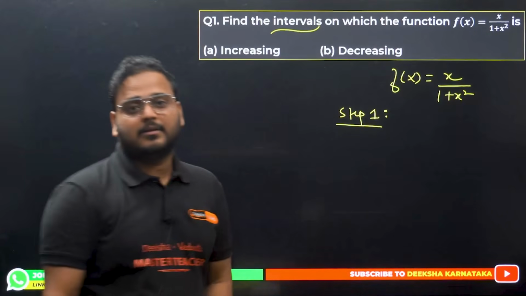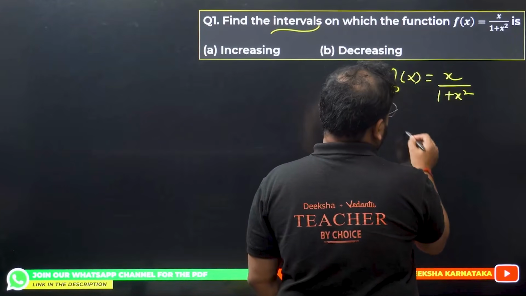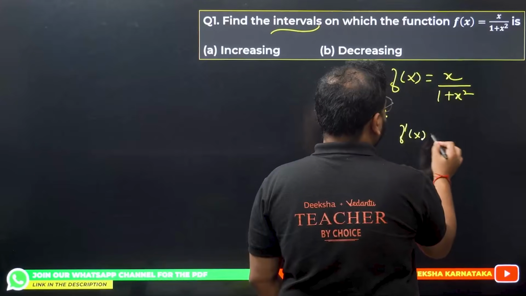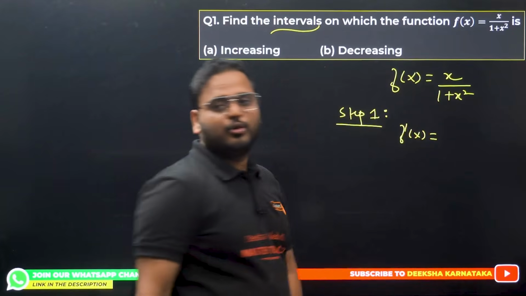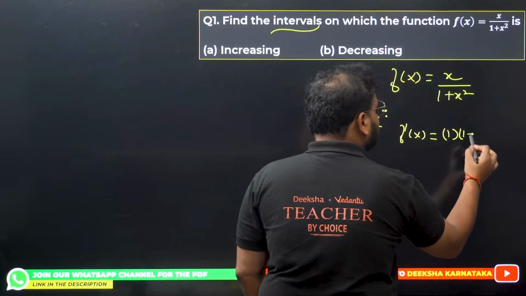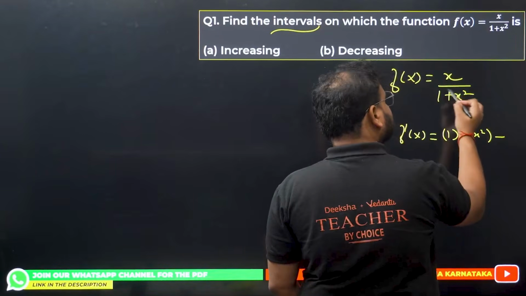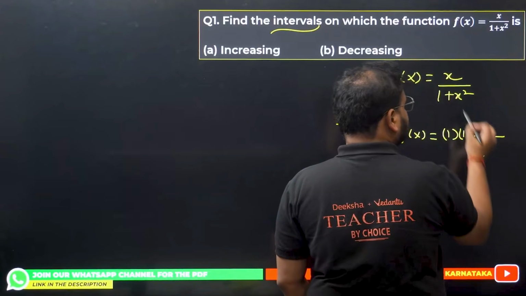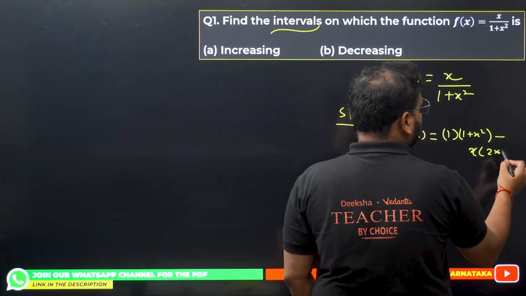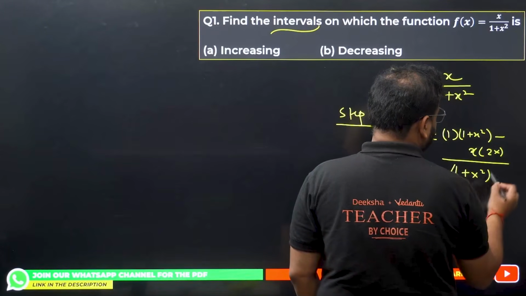What is step 1? Step 1 is finding the derivative, so you have to find f'(x). Apply the quotient rule here. Differentiate x, which becomes 1, and keep 1 + x² as it is. Now put a minus sign, keep this x as it is and differentiate 1 + x². You are going to get 2x, divided by (1 + x²) the whole squared.